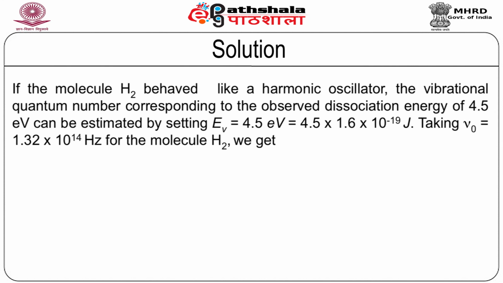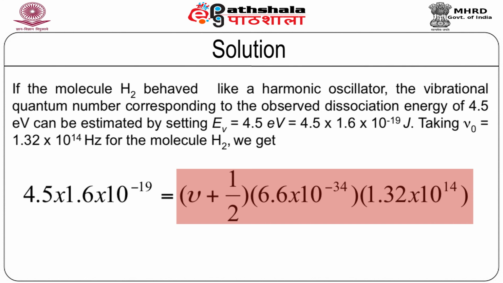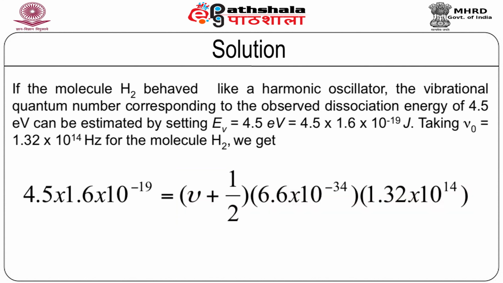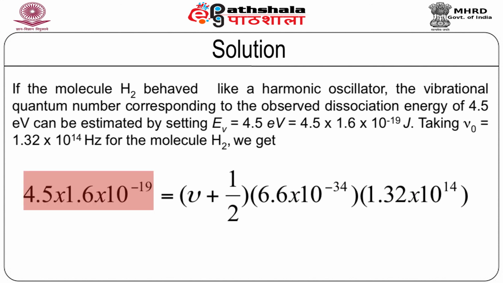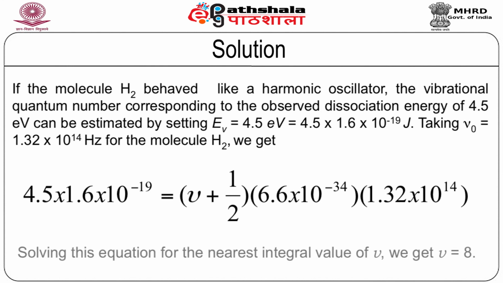So what we do is that the simple harmonic oscillator energy levels are (v+1/2) h nu 0. So on the right hand side you have written (v+1/2) h nu 0. And on the left hand side you want this energy to be the dissociation energy of the hydrogen molecule, which is 4.5 electron volts, and you have changed it to joules, so it's 4.5 times 1.6 times 10 to the power minus 19 joules. So this is on the left hand side. You have to solve for v from this equation. At what value of v would the energy of a simple harmonic oscillator be equal to the dissociation energy for hydrogen? This was the question.